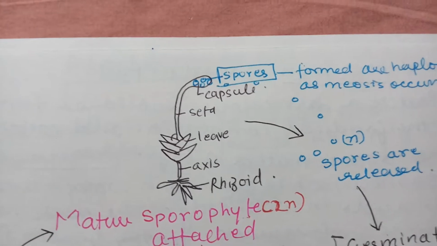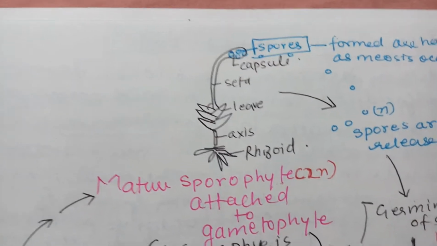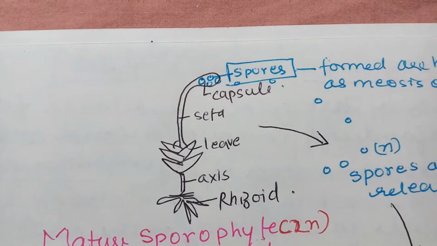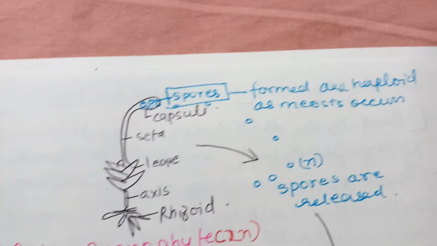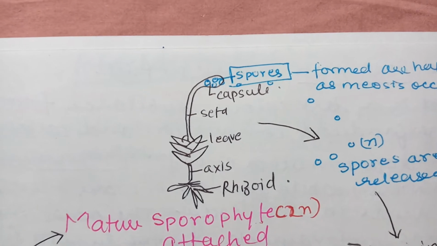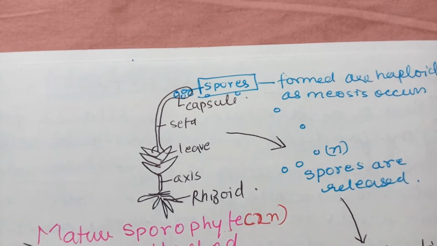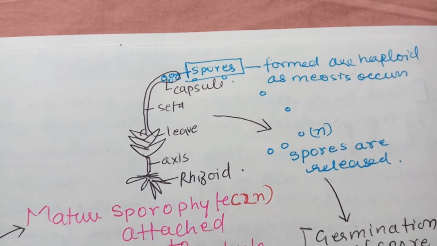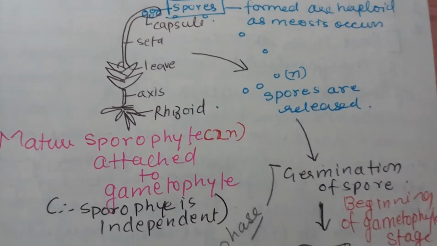This is the structure of sporophyte, which is attached to gametophyte. You can see rhizoid, axis, leaf, seta, capsule, spore. Now in the capsule, the spores are formed from the spore mother cell by meiosis. Once these spores are formed, then they are released. So whatever spores are released, they are haploid.